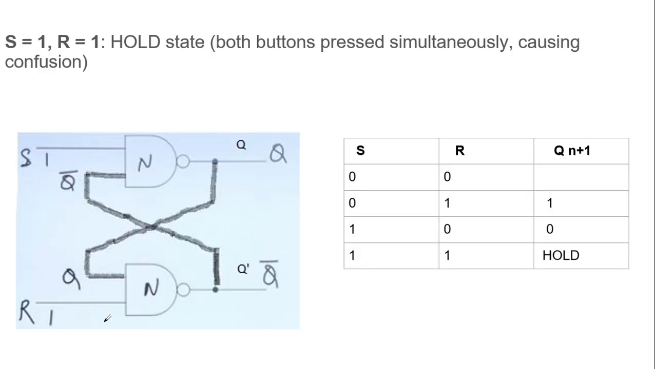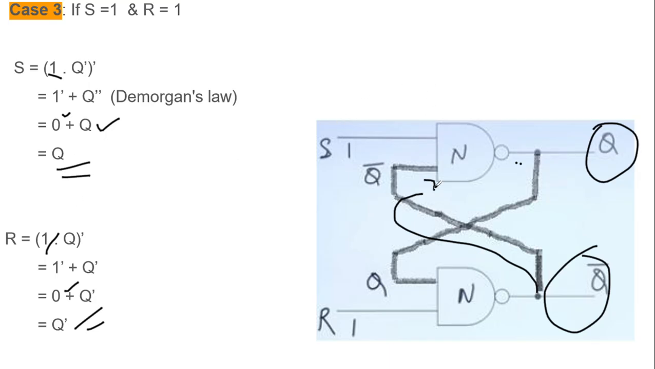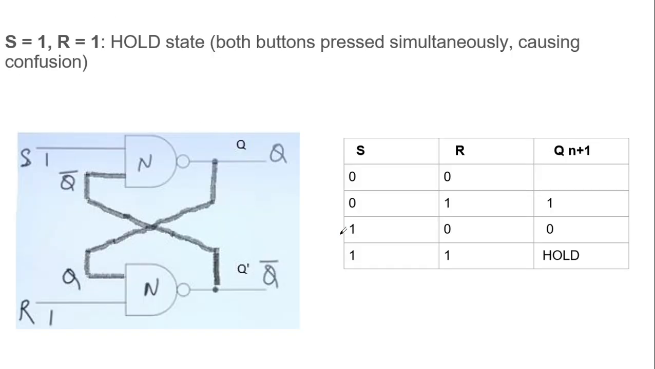So here in this particular case, when S is equal to 1 and R is equal to 1, we are getting the same result, like q and q dash. Whatever we have written in the diagram itself, we are getting the same result, which makes my state a hold. Because suppose when you are pressing a particular switch, if a person wants to switch it off and another person wants to switch it on, both of the things are happening at the same time. This should not be happening. So this particular state we call a hold state.